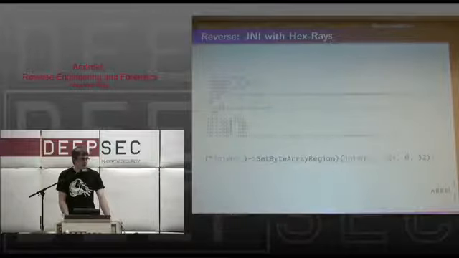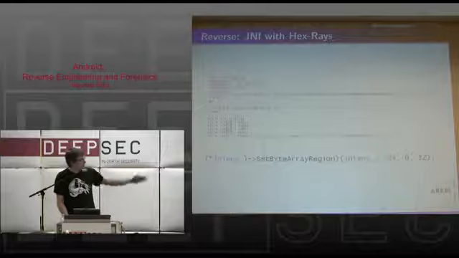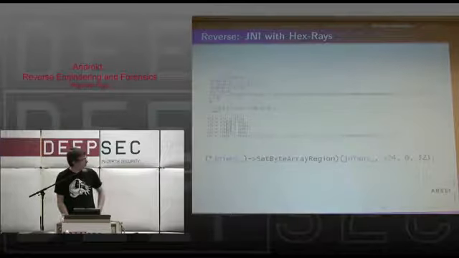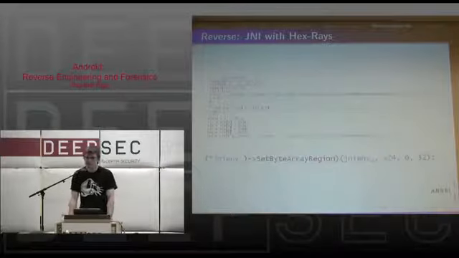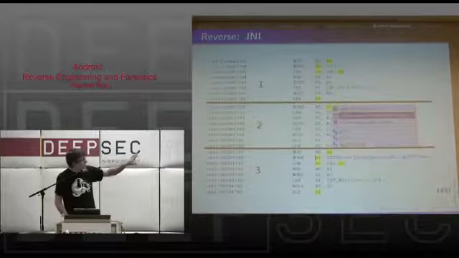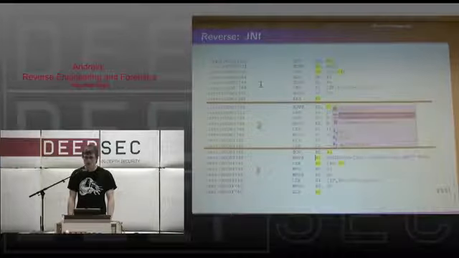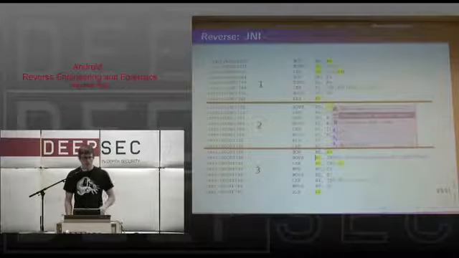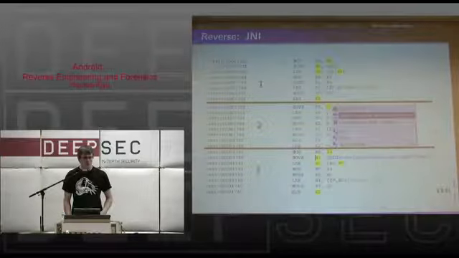With Hex-Rays, it's basically the same. You just apply the definition, and at the end you see that it's calling SetByteArrayRegion, and you got some pretty readable C code instead of hard to read spaghetti assembly. And in this part, the assembly itself is not classic ARM code. It's in Thumb mode, that is the small 16 bits mode of ARM, which is a bit more annoying to reverse.